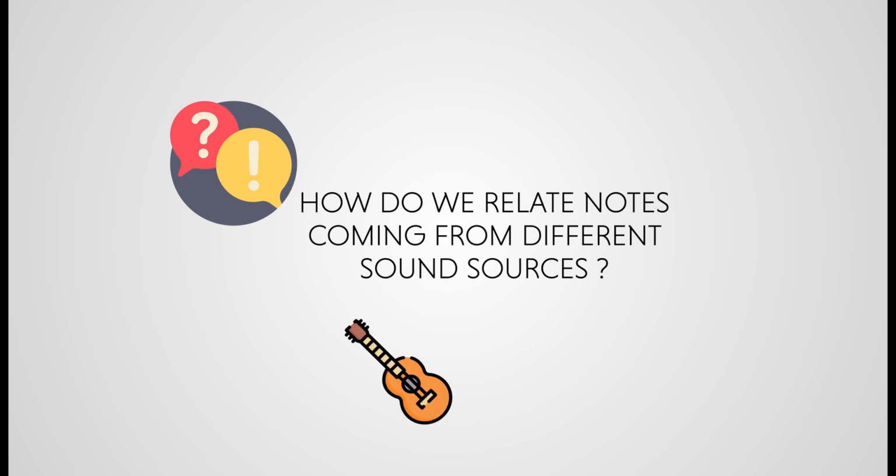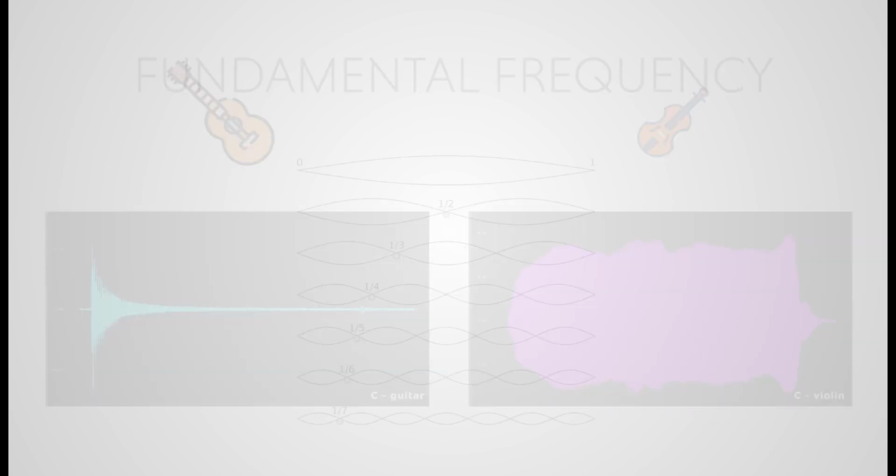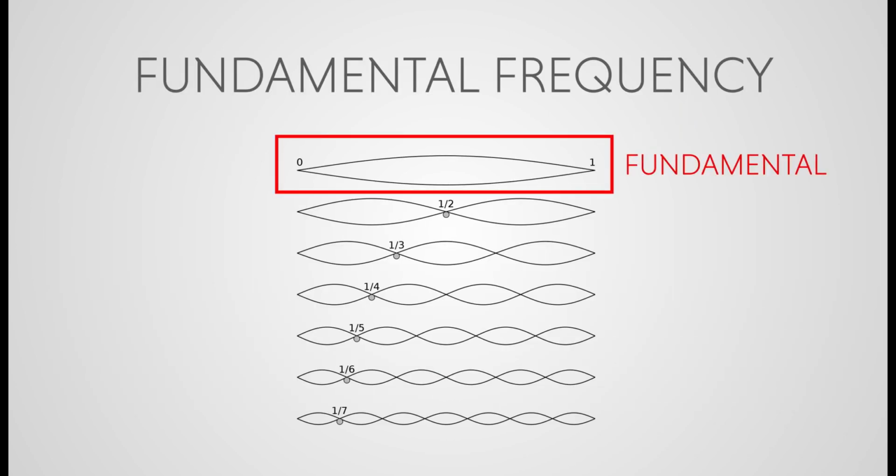Now you ask me, but if all sounds are so complex, how can I relate a C note played on the guitar, for example, to the same C note played on the violin? How can instruments sound the same chord? Well, although the two instrument sound waves can be very different in shape, both will share a common property, the fundamental frequency, also called the fundamental or the first partial.